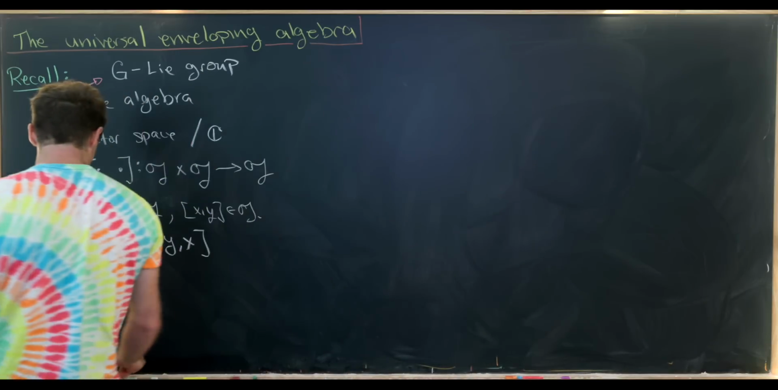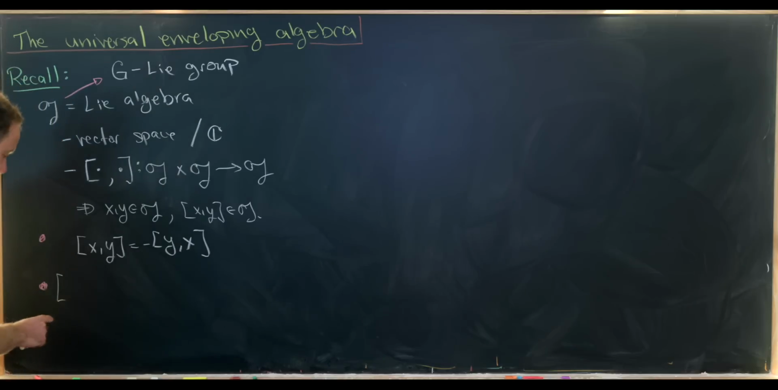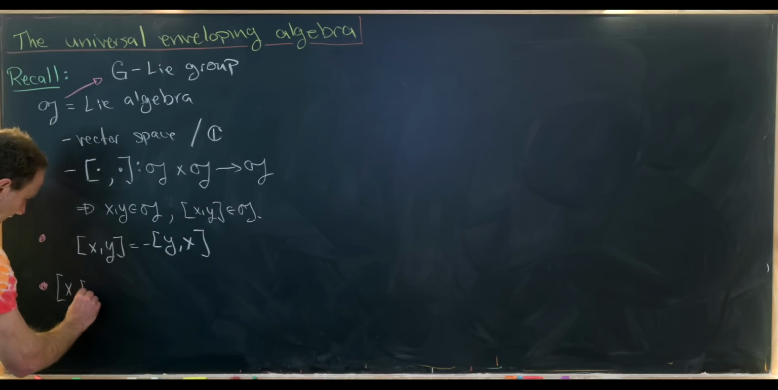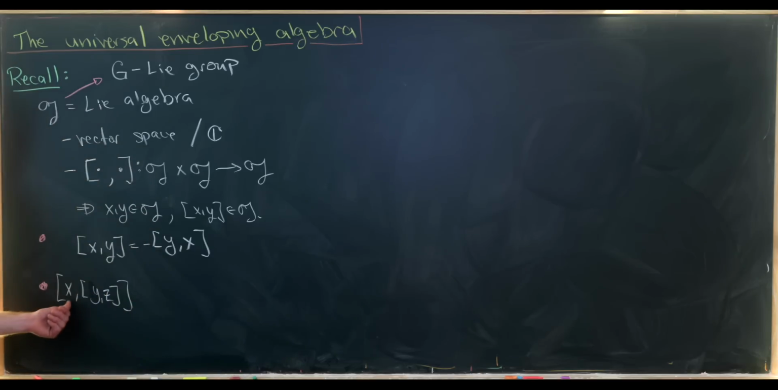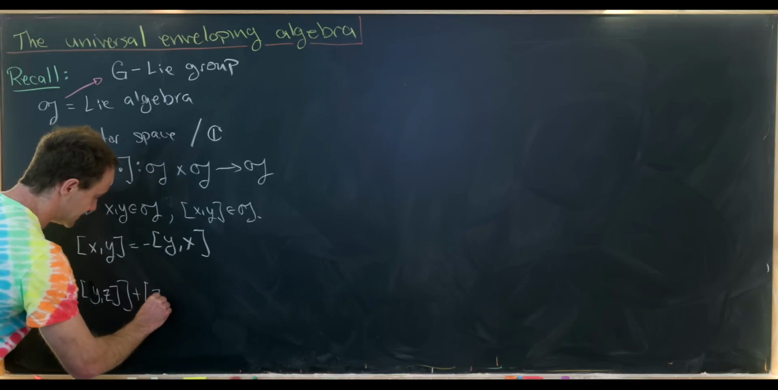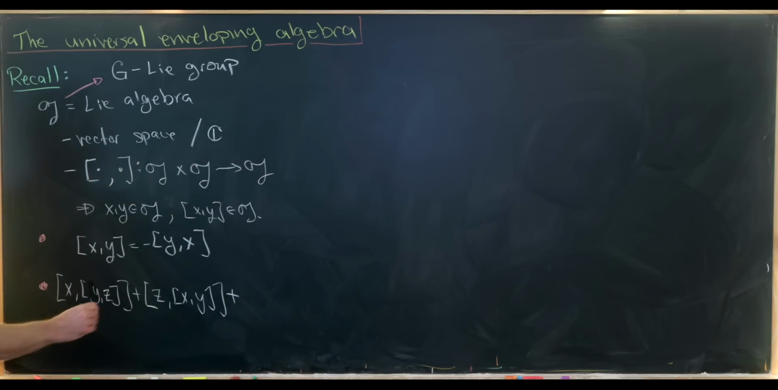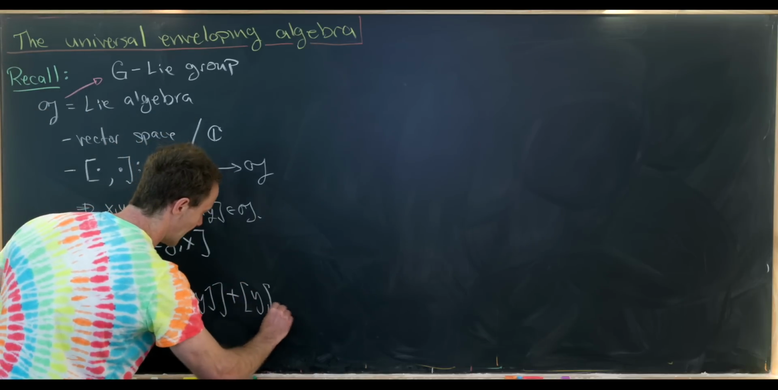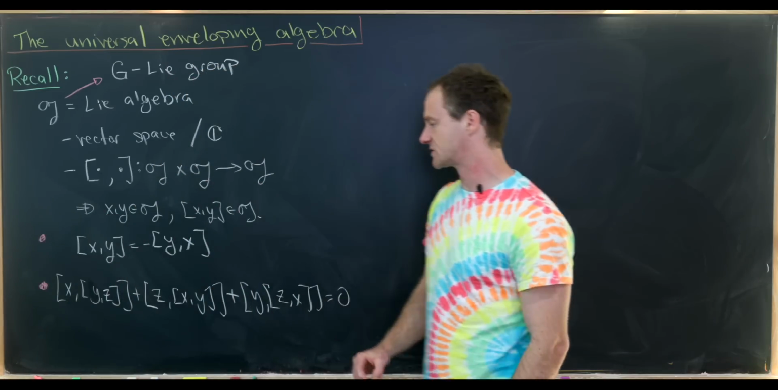And then maybe the most important thing is it satisfies something called the Jacobi identity, and that involves the non-associativity of this Lie bracket. So we have X, Y, Z, so let's write it like that. [X, [Y, Z]] plus, let's see if we can get this right, [Z, [X, Y]] plus, the next one would be [Y, [Z, X]] equals 0. So that's the last rule.